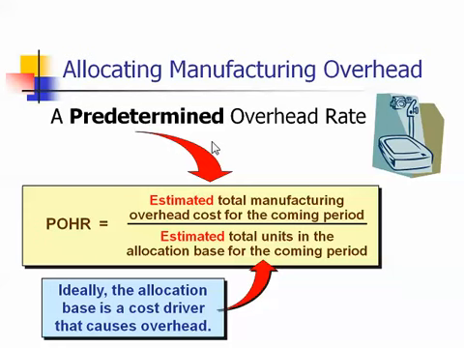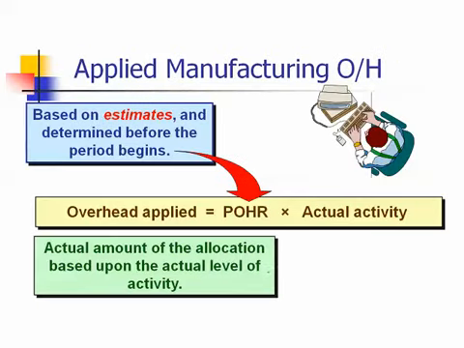That is, our predetermined overhead rate is based on an estimated total manufacturing overhead cost for a period and an estimated activity level. And again, ideally our activity level or cost driver will be our allocation base that is causing or driving our actual overhead. Manufacturing overhead then is applied to jobs using the estimated predetermined overhead rate multiplied by an actual activity level, or when setting prices or bidding on jobs, we'll use our predetermined overhead rate multiplied by some expected level of activity associated with that job.